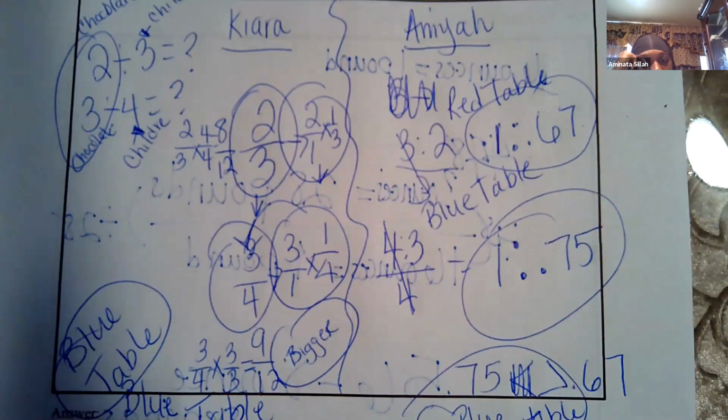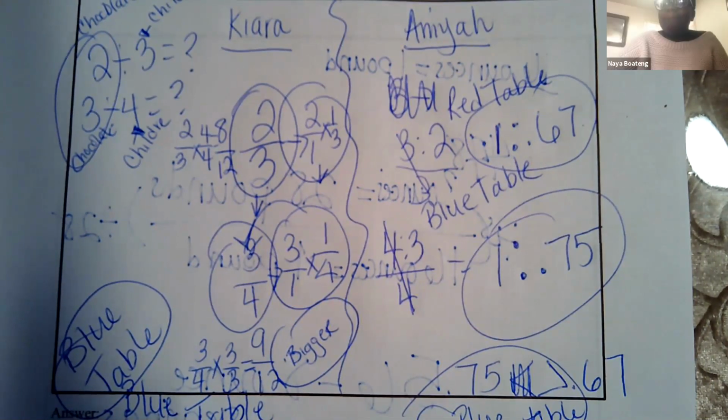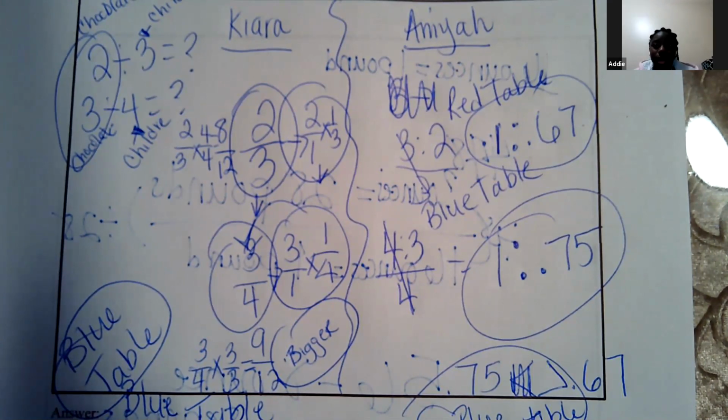Okay. But what is different about their algorithms? Adelaide, I saw your hand up. What's different is that in Anaya's, she did hers with decimals, but Kiara used fractions, so she used a common denominator. But Anaya, she used like out of 100.